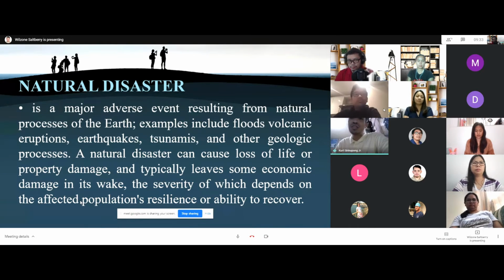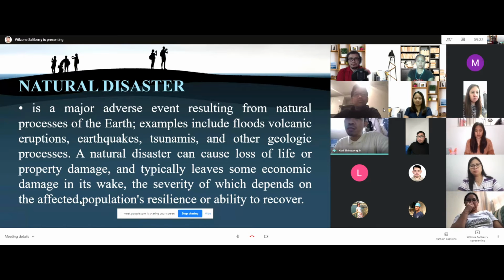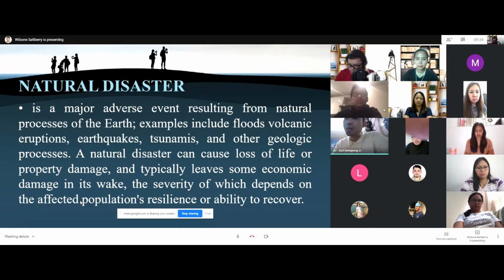Natural disaster is a major adverse event resulting from natural processes of the earth. Examples include floods, volcanic eruptions, earthquakes, tsunamis, and other geological processes. A natural disaster can cause loss of life or property damage and typically leaves some economic damage in its wake, the severity of which depends on the affected population, resilience, or ability to recover.